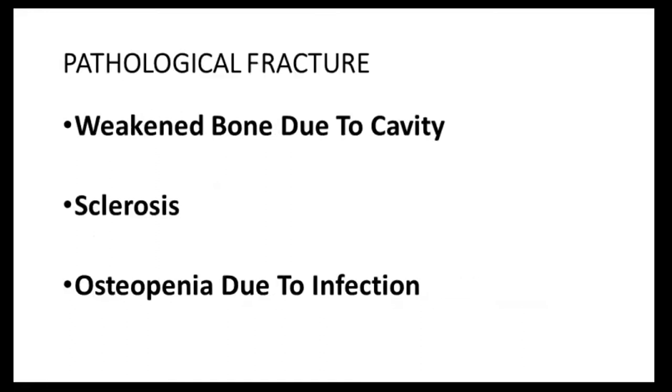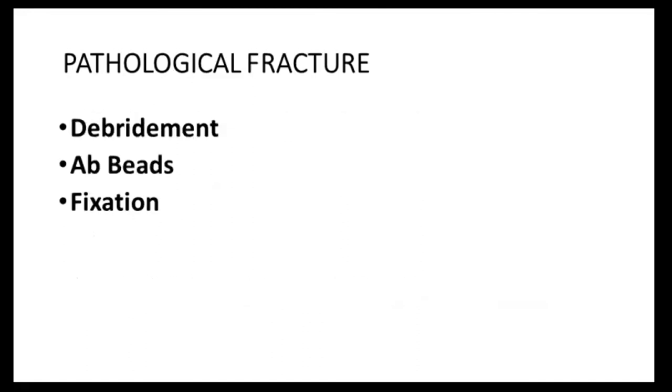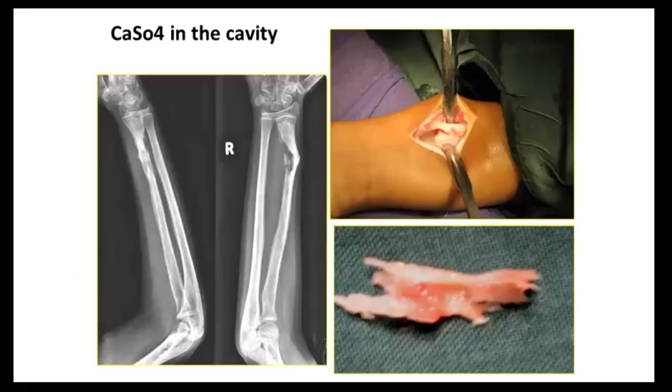Coming to the pathological fracture, the bone breaks because it is weakened either due to a big cavity or there is sclerosis, or even sometimes there is osteopenia due to infection. So again, the principles are the same. Debride it, use beads and fix the fracture. This is an example of pathological fracture due to a big cavity.